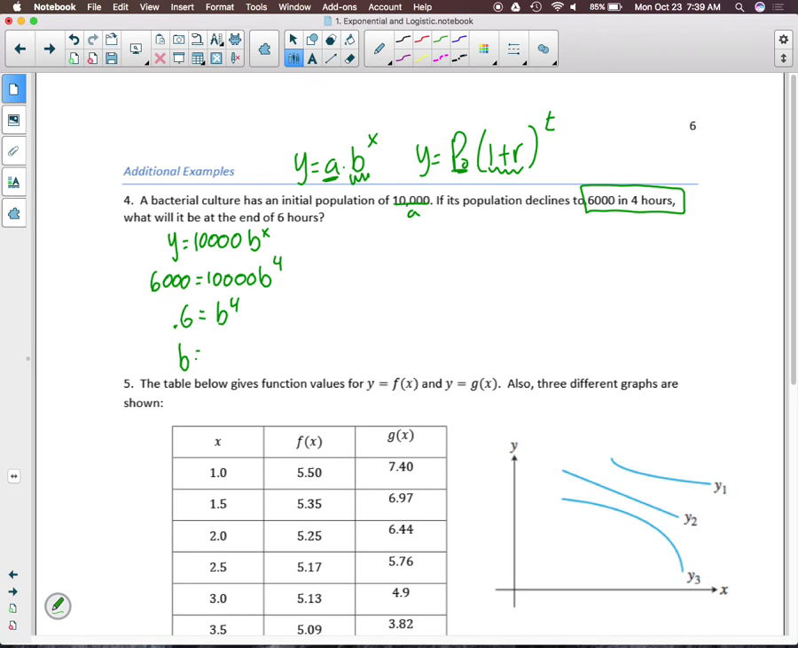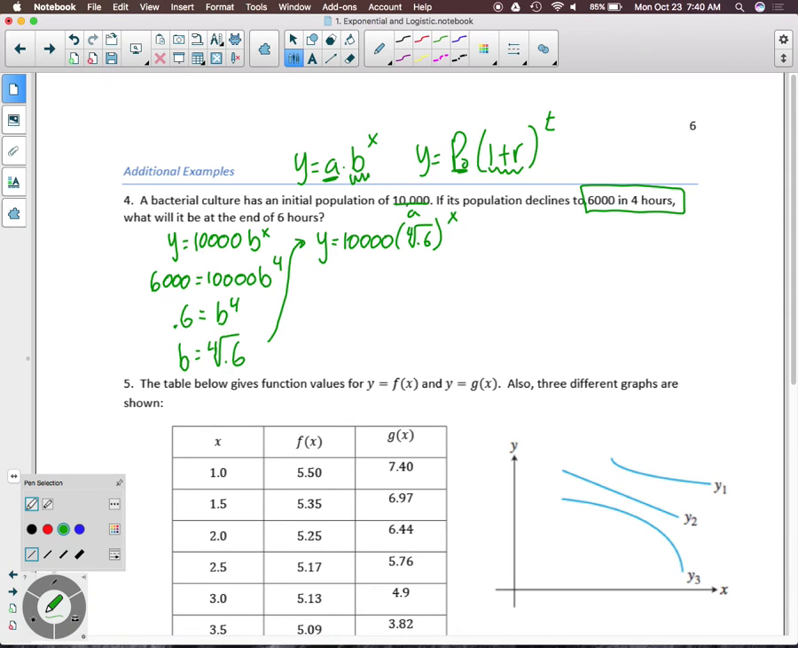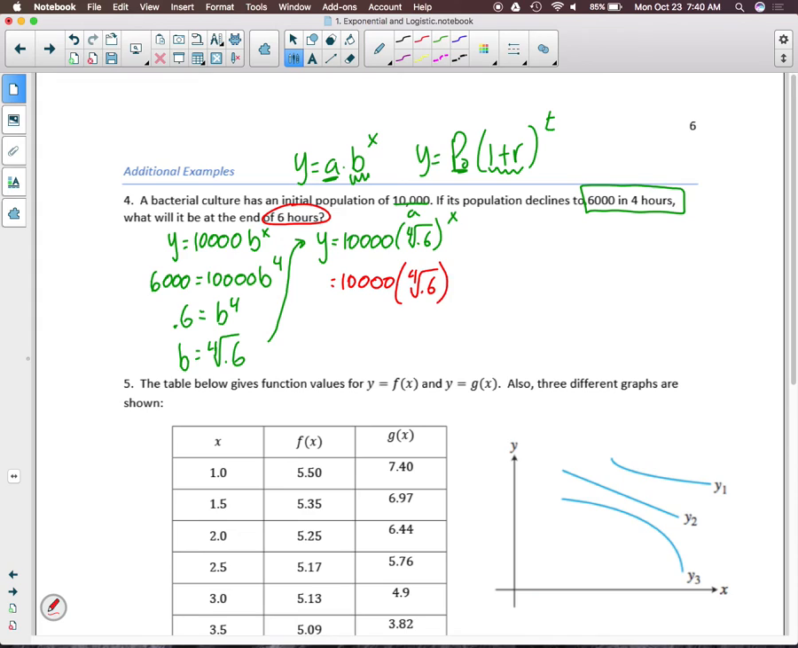Then I'm going to say b equals the 4th root of 0.6. I'm not even going to bother figuring out what that number is yet. I'm just going to rewrite this over here. So this is my equation: y equals 10,000 times the 4th root of 0.6 to the x. So if I want to actually answer the question now, which is, what will it be after 6 hours? Well, I'm just going to take this exact equation, and I'm going to let x equal 6. And I can just type this right in my calculator.